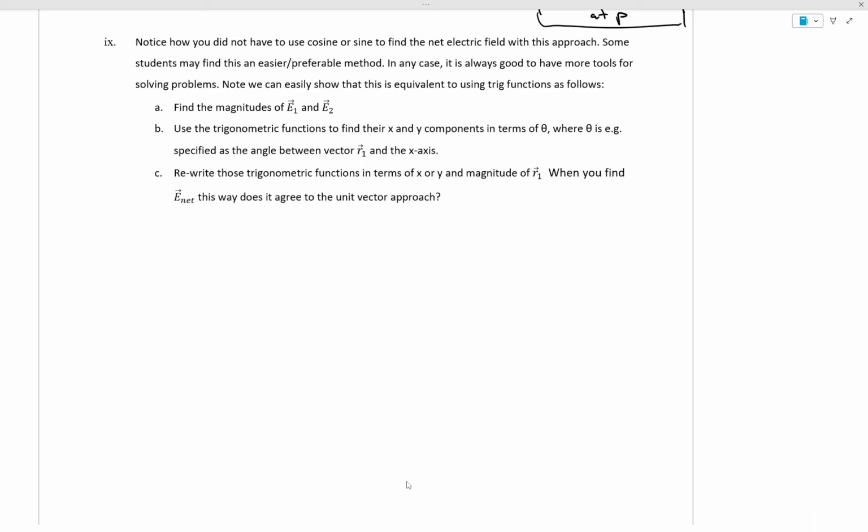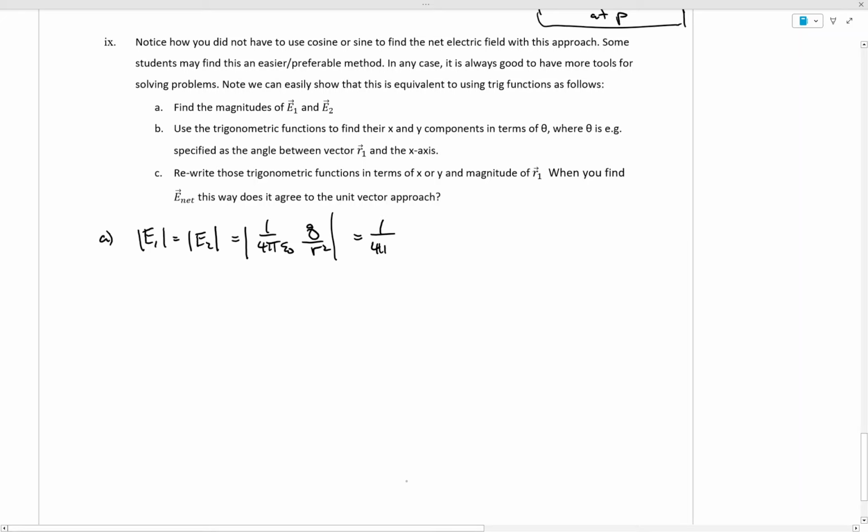So in order to do it with our trig functions, first thing that we would do is find the magnitude. So the magnitudes of these are the same, right? E1 equals magnitude of E1 and E2 is the same because the magnitudes of the charges are the same and the distances are the same. So what does that look like? Well, that's 1 over 4 pi epsilon naught Q over R squared. If we put in our numerical values, we had 12 nanocoulombs, 0.13 squared, 6.38 times 10 to the third newtons per coulomb.